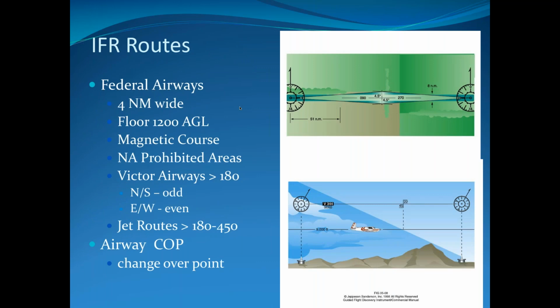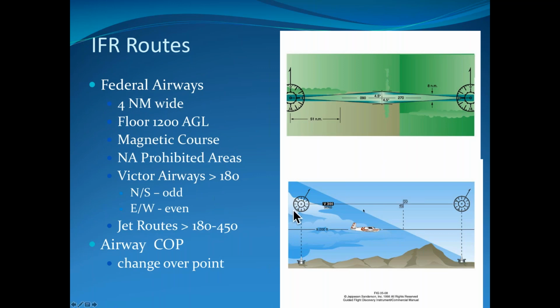Like Rex was saying yesterday, they do have a width. It's kind of like flying through boxes in the sky, you could say. And that width is 4 nautical miles wide. For the Victor Airways, the floor of those routes is at 1,200 feet above ground level. So that's where those Victor Airways start.